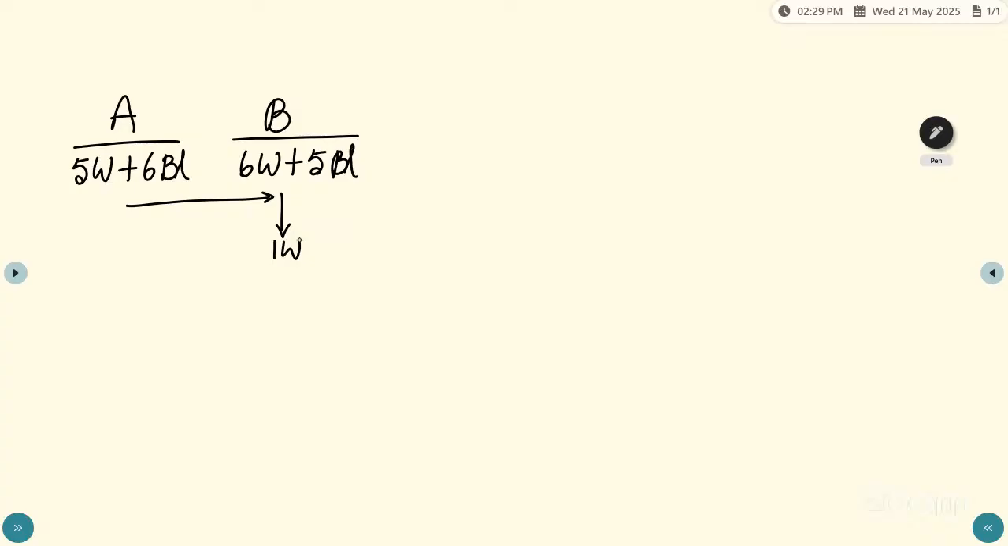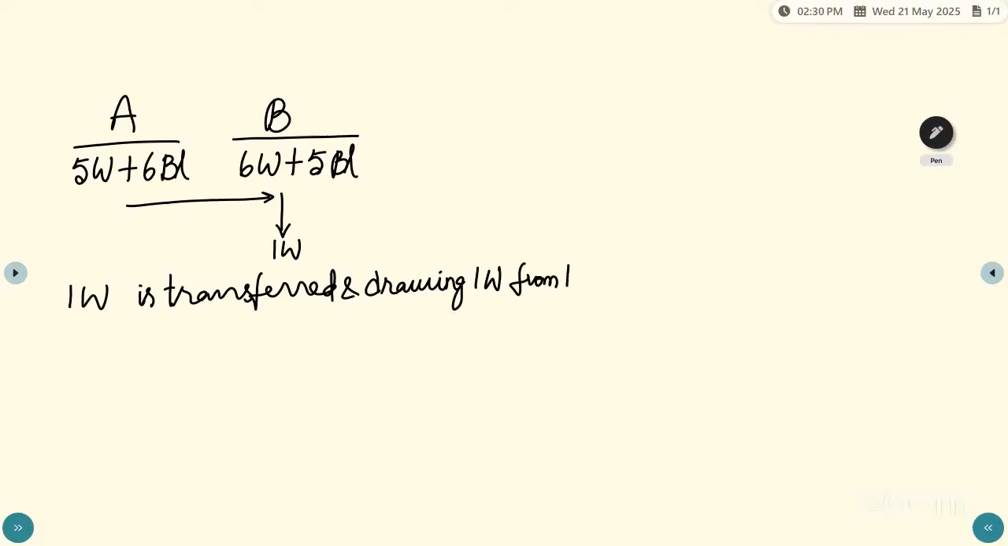White ball is transferred. One white is transferred and drawing one white from B. Okay. One white is transferred.